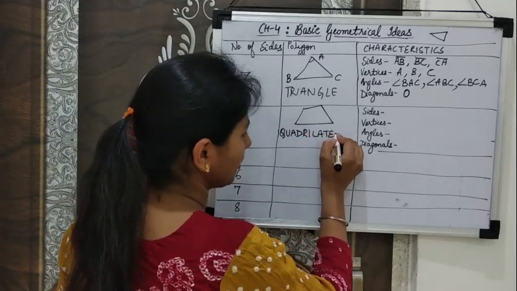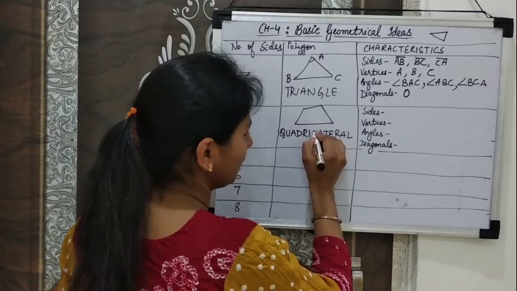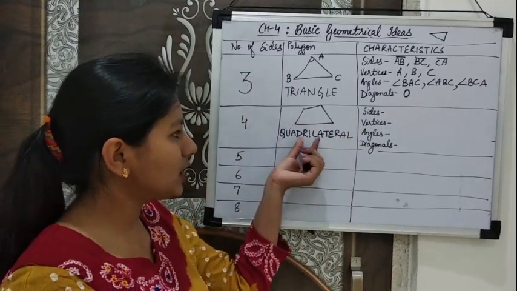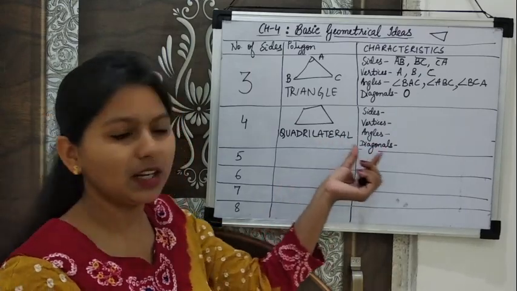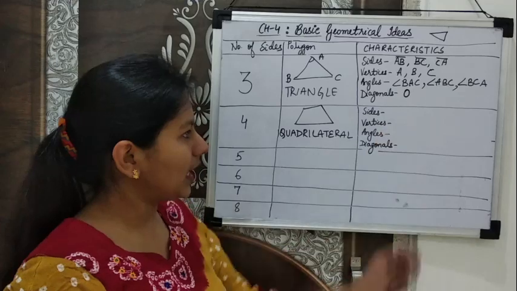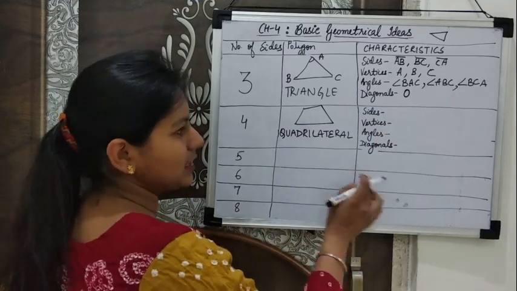Quadrilateral. Okay. So the 4-sided polygon is called quadrilateral. For quadrilateral, again we will look at the sides, vertices, angles and diagonals.